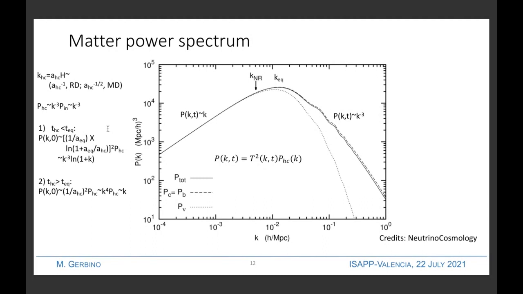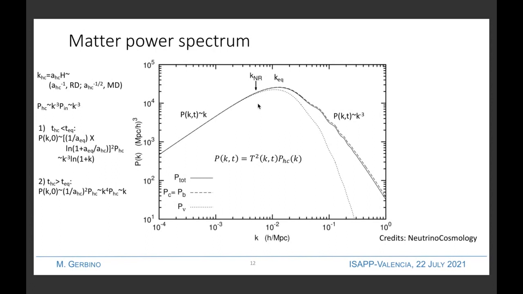But sometimes we would like to know what is the total power spectrum at a given time. So instead of fixing the scale, we would like to express the power spectrum as a function of the scale, fixing the time at which we want to compute the power spectrum. In order to do that, we need to understand how the power spectrum at horizon crossing is modified once it enters the horizon.